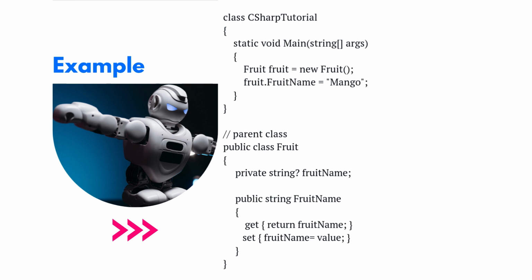In the given example, we have a fruit class which has fruit name property, and this property will be used here for hiding data. We have encapsulated fruit name fields in fruit name properties.